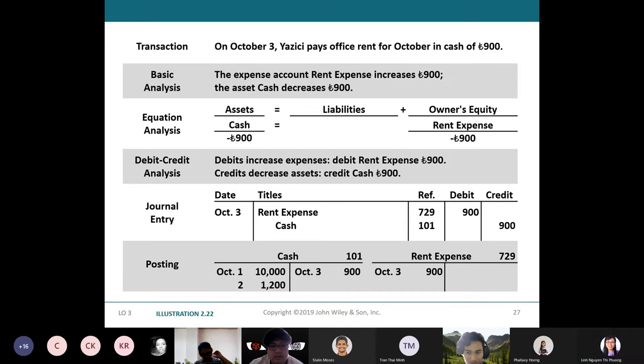Ma'am, in the journal, can we write credit first and then the debit? Oh, no, cannot write credit first. It's the rule. Always write debit first and credit second, okay? I forgot, okay. Thank you for reminding me. Okay, in the journal, the rule is always write the debit first, and then after that, credit. Any question here? Remember, office rent, advertising, utility, they are all expenses, okay, class? They are all expenses.